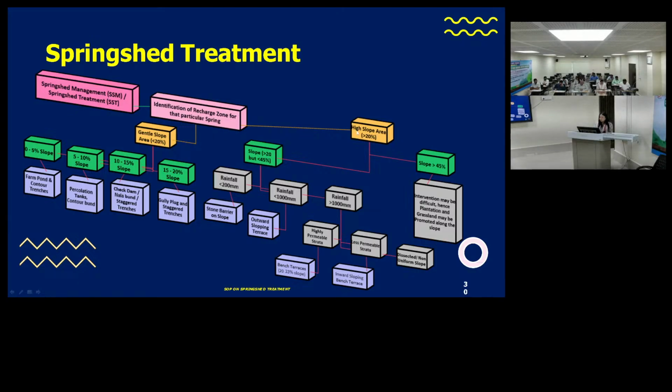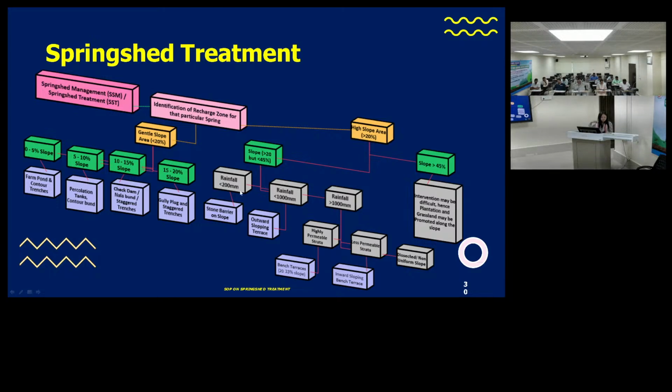Suppose the slope of the area is high, if the gradient of that slope is greater than 20%, then we need to see if the slope is greater than 45, then intervention may be difficult because with a very steep slope, intervention may be difficult. However, if it is greater than 20 but less than 45, we need to consider the rainfall of that area.